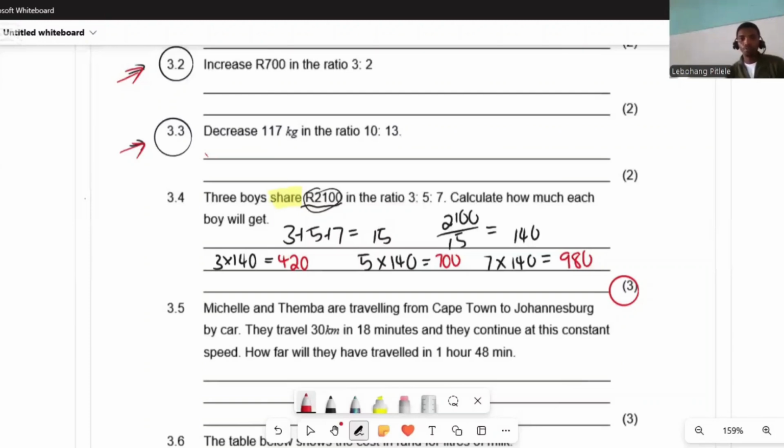3,240 is equals to 18x, right? Because I'm going to multiply 18 by x. And then now when you divide both sides by 18, how much you guys get? 180. Meaning in that time they would have traveled 180 kilometers. Should I do it again?